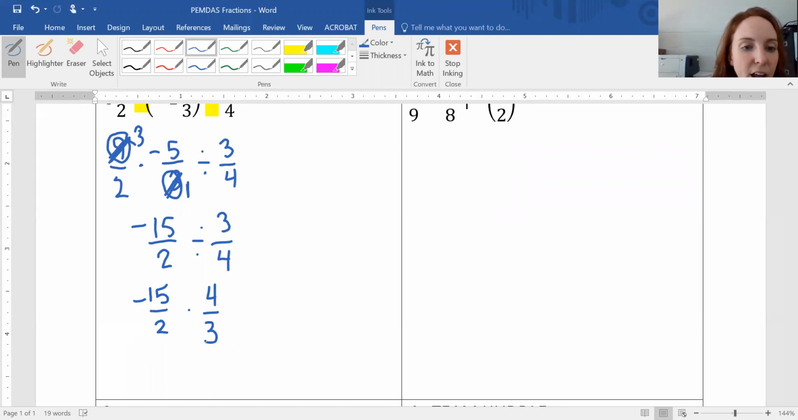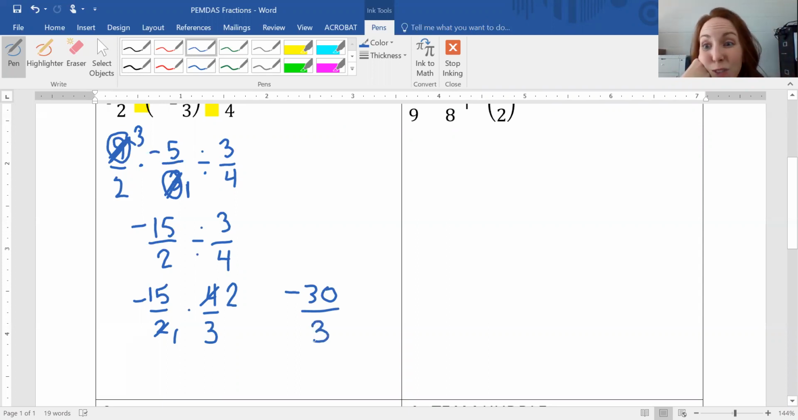So the 4 and the 2, one's up top, one's down below. So we can divide both of those by 2, which will give us 2 and 1. And then multiply across: -30. And 1 times 3 is 3. I just realized I missed something to simplify. -30 and 3 both divide by 3, which will give us -10/1. Or just -10.